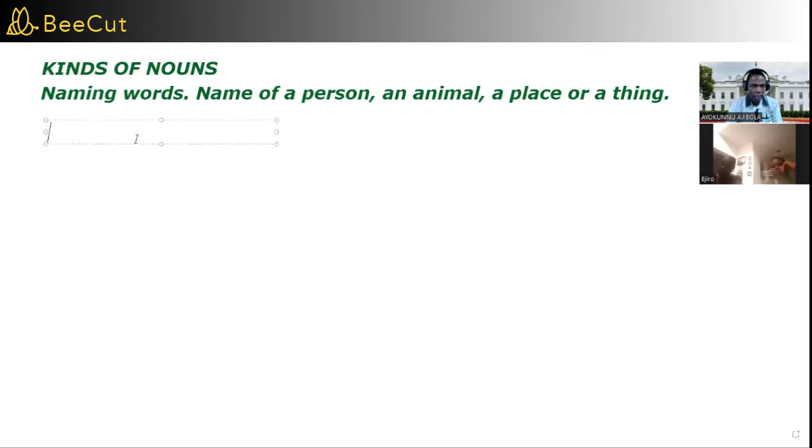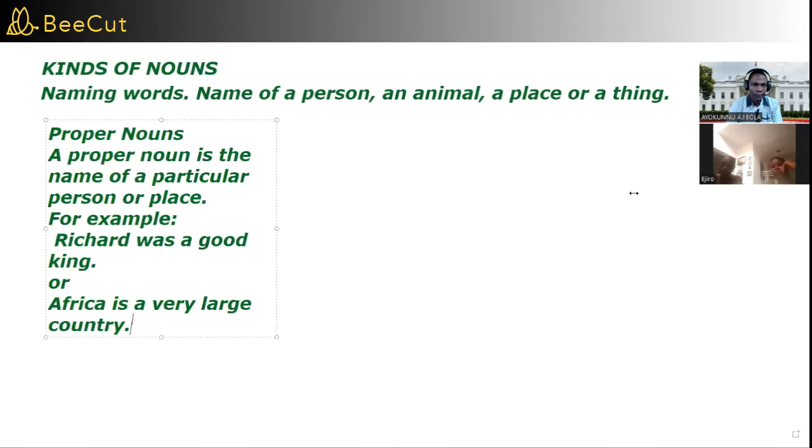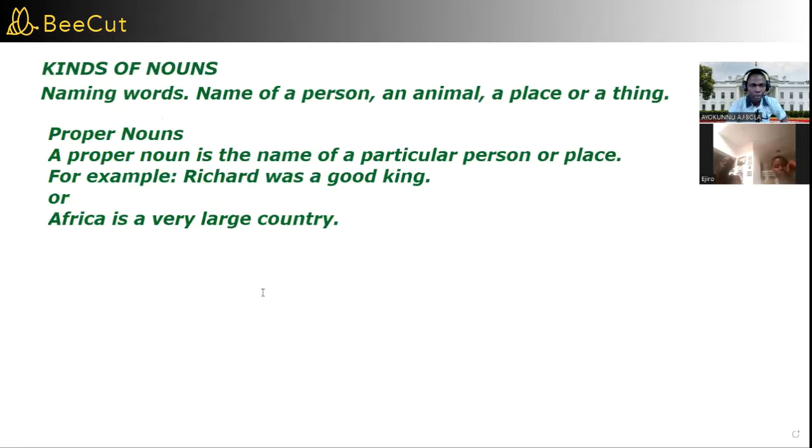So let's look at it here. A proper noun is the name of a particular person or the name of a particular place. For example, Richard was a good king. So Richard is the name of a person. That's a proper noun then. Not just a random noun, but a proper noun. And Africa is a very large country.